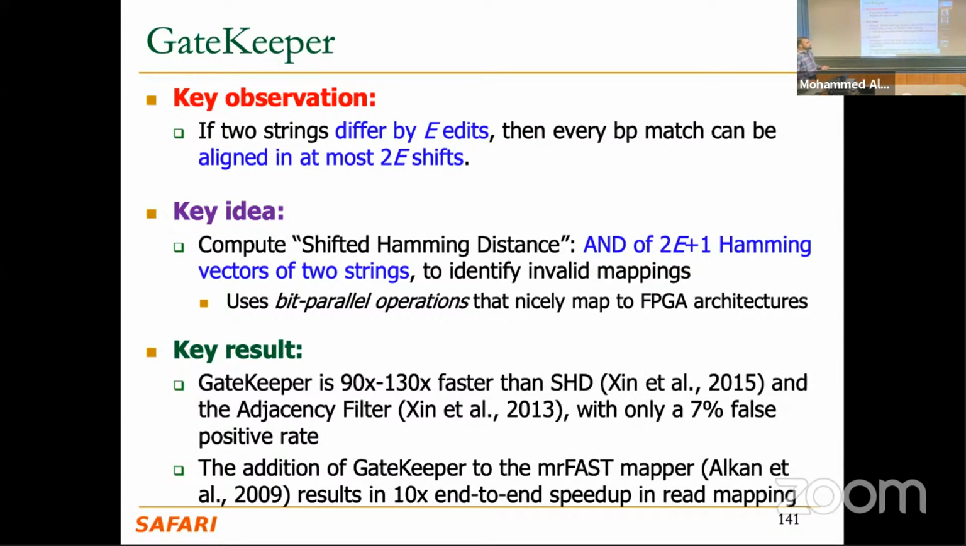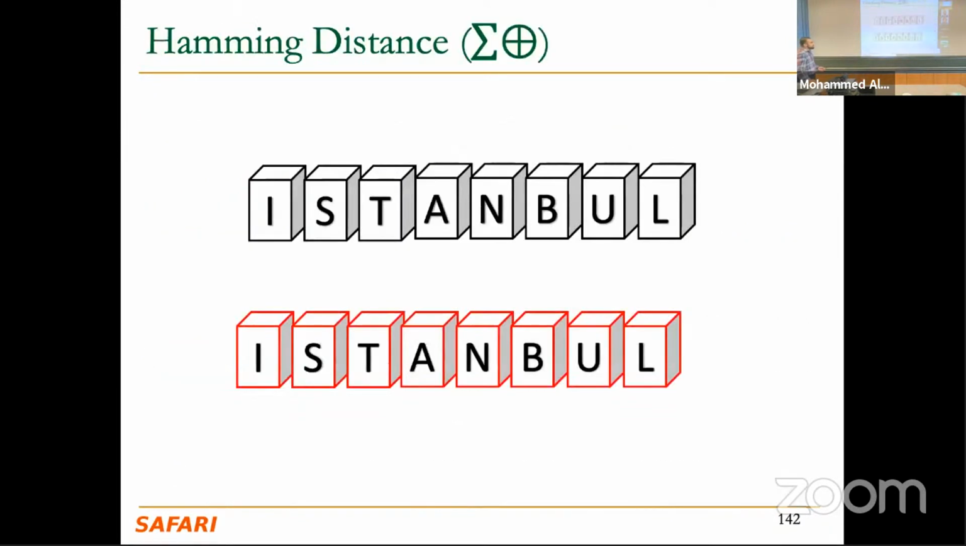And then we use bit-parallel operation to nicely map the architecture we built to the FPGA. The results were really significant compared to the existing CPU version. And here's an example to explain that.